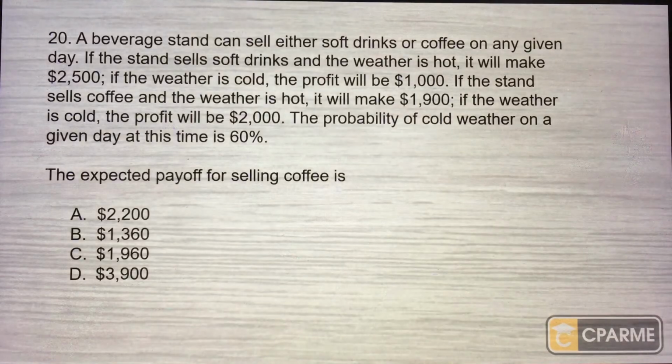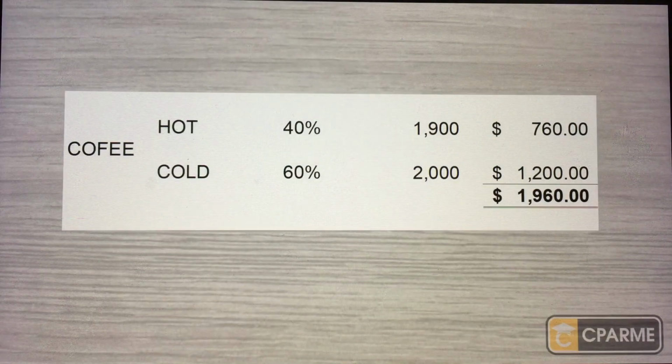So the correct answer is letter C, 1,960. Coffee, hot and cold, then the probability and then the inflow or the contribution margin, and then add it so that we could determine the expected value for selling the coffee.